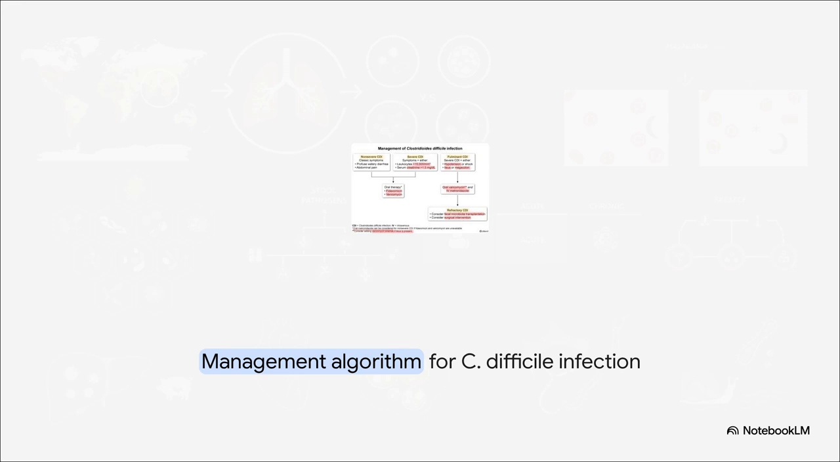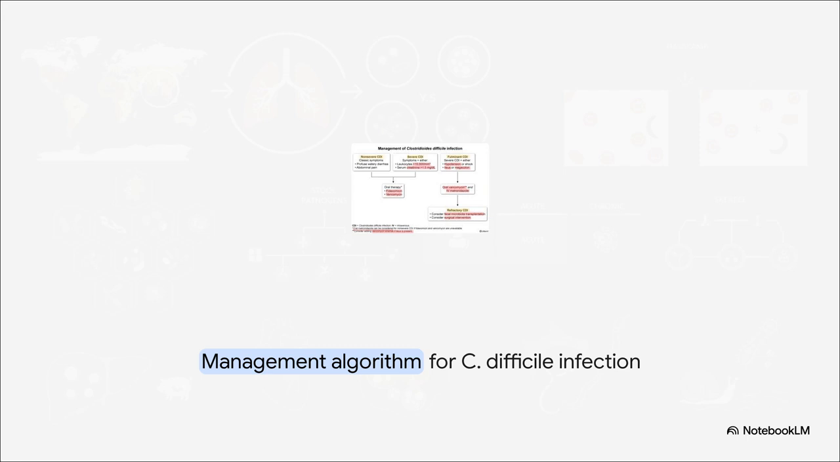Shifting gears, the boards love to test your ability to navigate the strict management algorithm for C. diff based on severity markers. Non-severe CDI is your standard profuse watery diarrhea, but it flips to severe the second the leukocyte count jumps above 15,000, or the serum creatinine rises above 1.5. If they're severe or even non-severe, oral fidaxomicin or oral vancomycin are your go-tos.